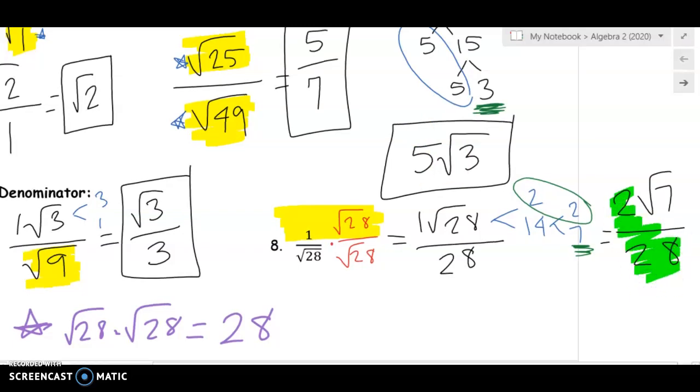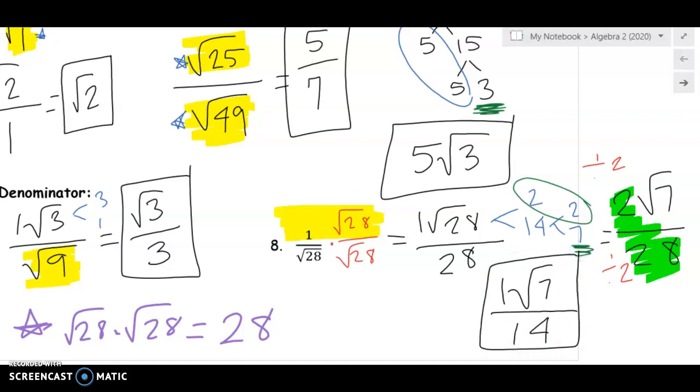The reason I want to point this out to you is because now I can reduce. The 2's on top, the 28's on the bottom, I can reduce that. I can almost divide both of these by 2. 2 goes into 2 one time, and then I have root 7. 2 goes into 28 14 times, and now it's completely done.